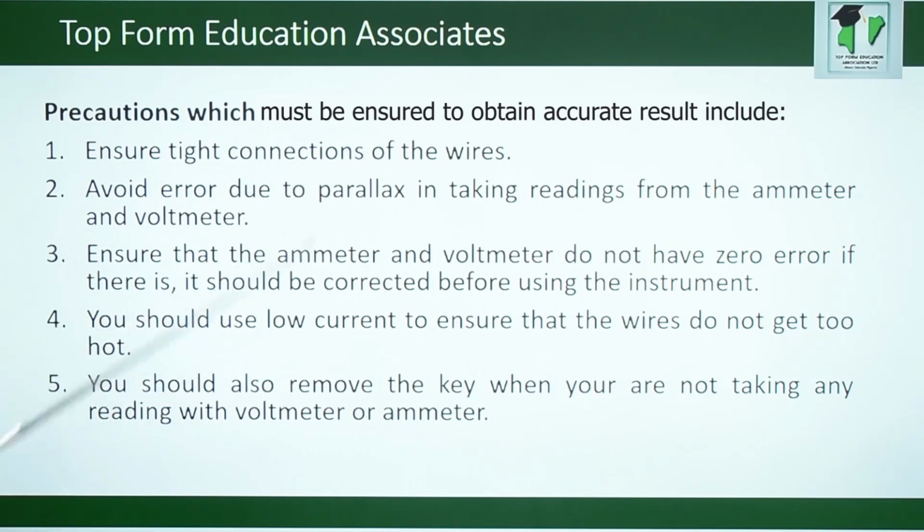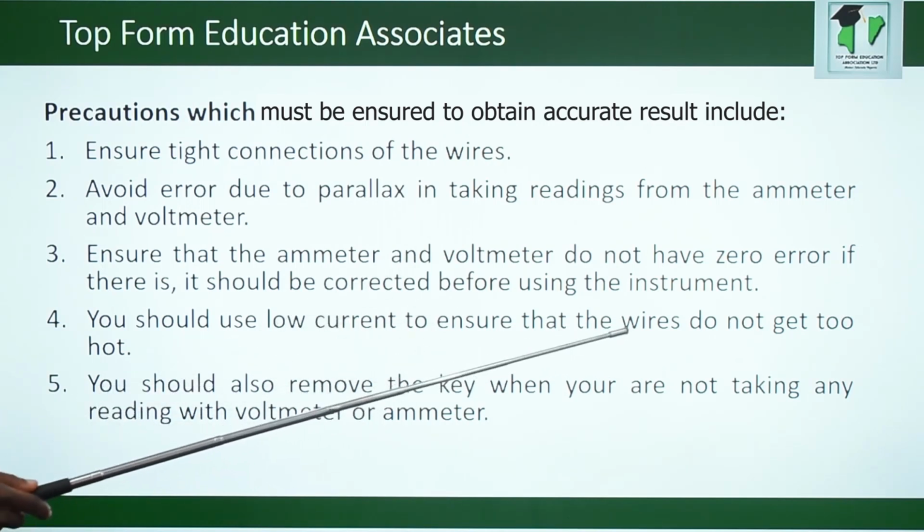You should use low current to ensure that the wires do not get too hot. Don't use secondary cells. Don't use accumulators, because the current it will give will be too much for that circuit to carry. So it will be too hot on the wire. You can use 1 cell or 2 cells, 1.5 volts each. That will not give you much heat to the circuit. So you should use low current to ensure that the wires do not get too hot.